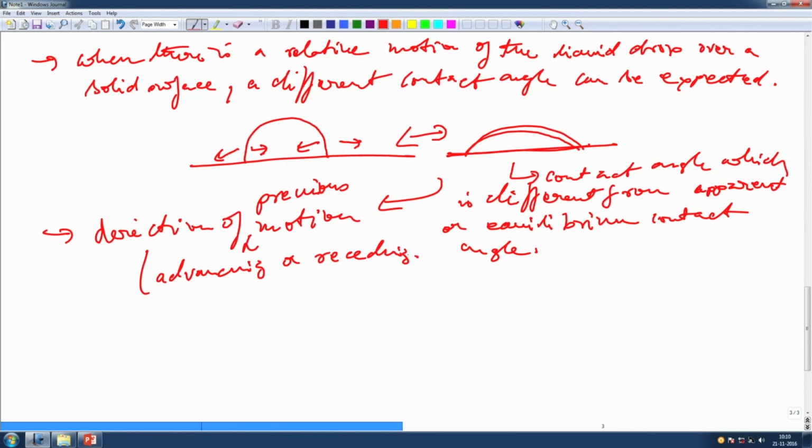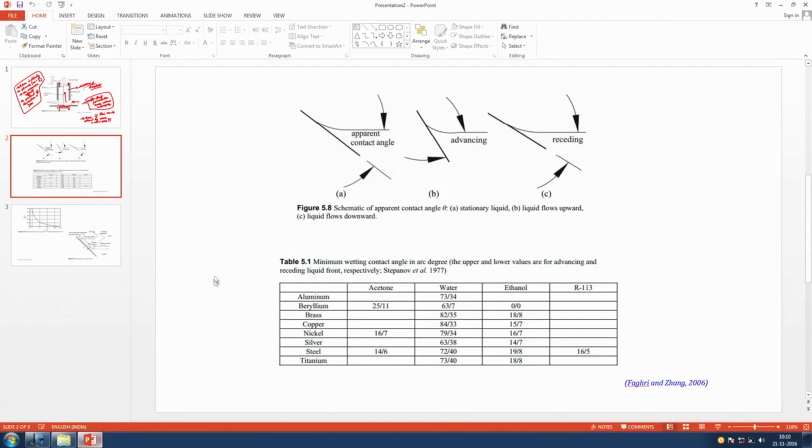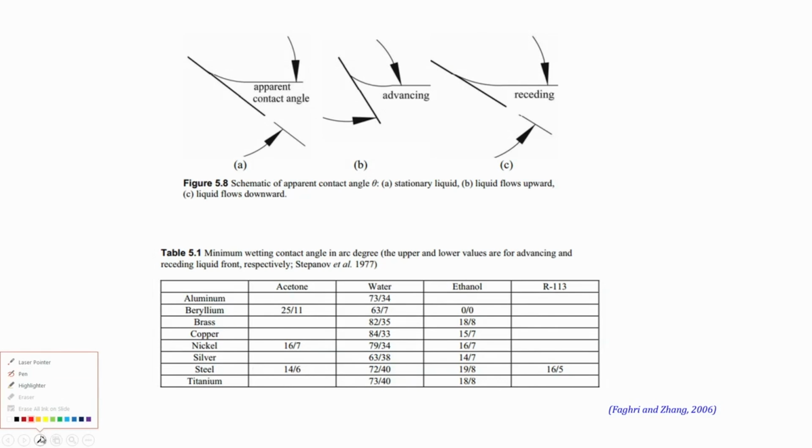Okay. Now, let us look at the presentation so that we can get an idea. This is a pictorial diagram in which we show the apparent contact angle. You can see that this is what the droplet actually makes. This is for a stationary liquid, the first one. Let us not be bothered about those kinks that you see. This is the apparent contact angle that it actually makes.